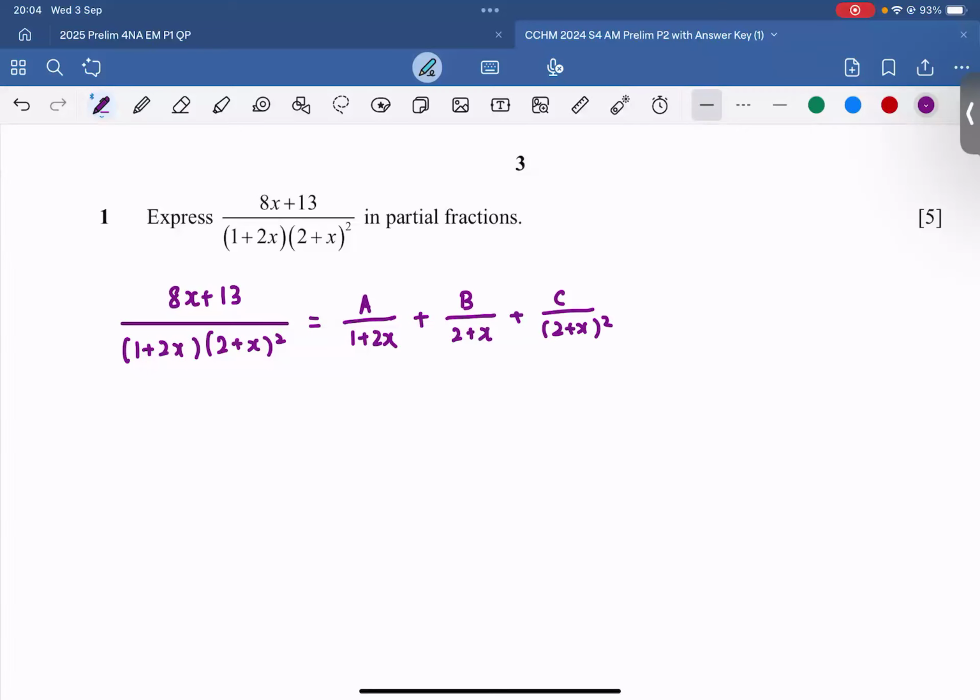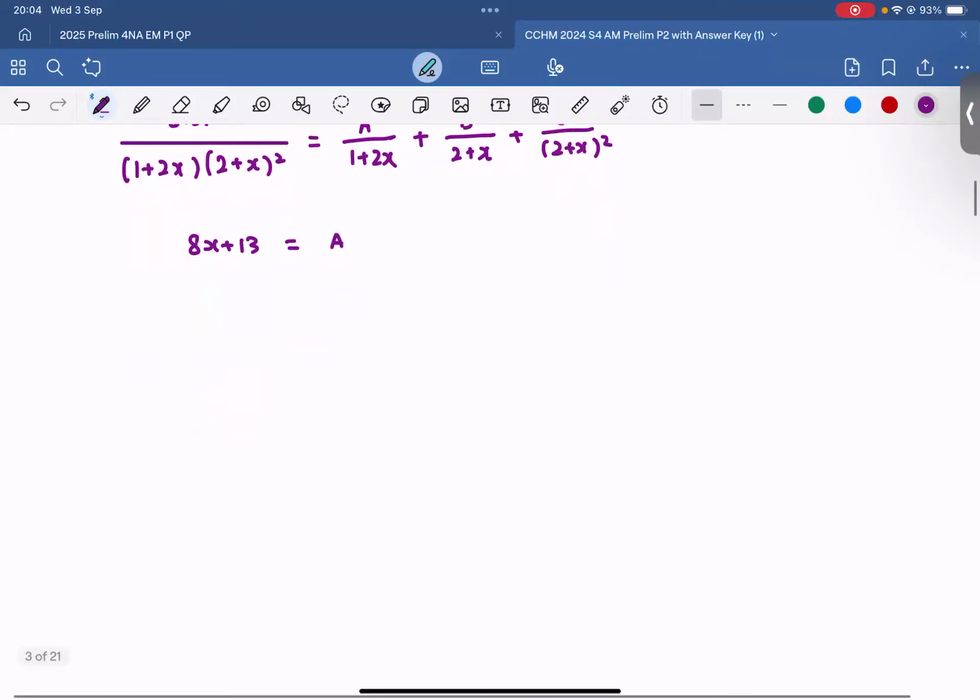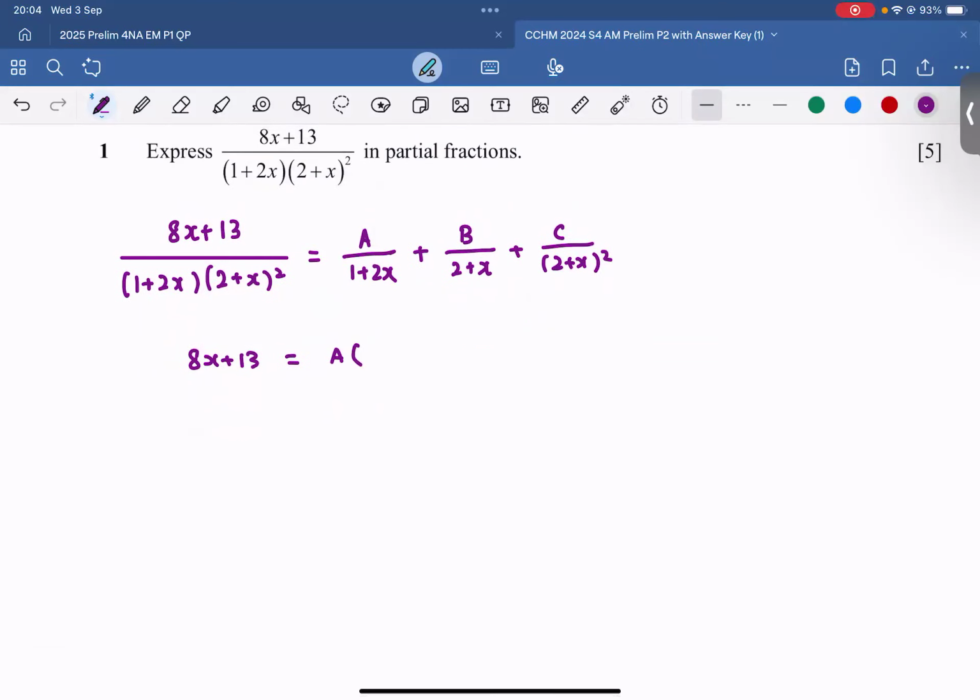After that, we just compare the numerator. So this is equals to A times, make the denominator the same lah. So we need to multiply by 2 plus x squared. Then the B, 1 plus 2x and 2 plus x. And for the C, 1 plus 2x. Now what we need to do is to find your A, B, C.